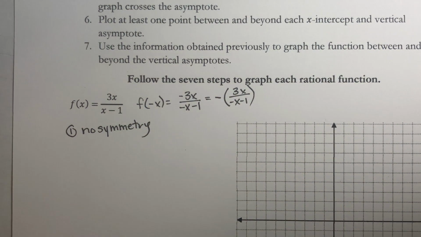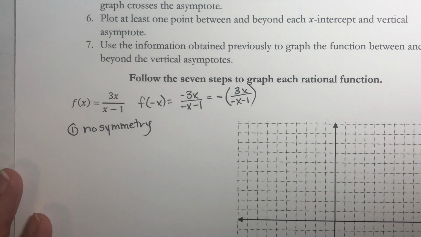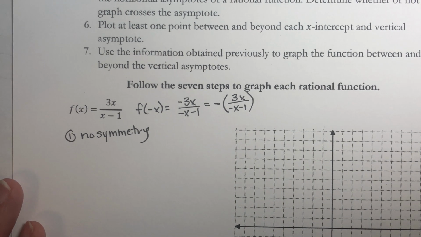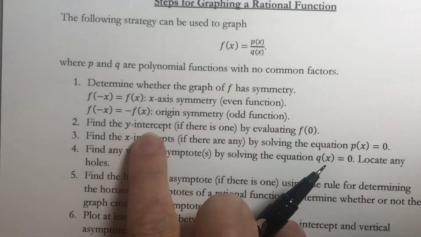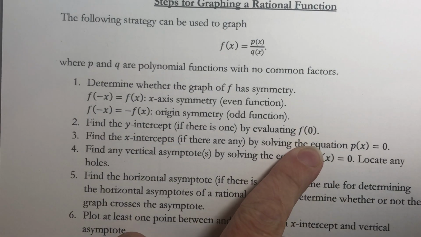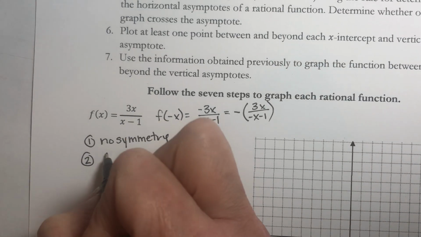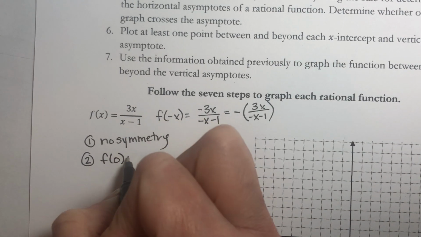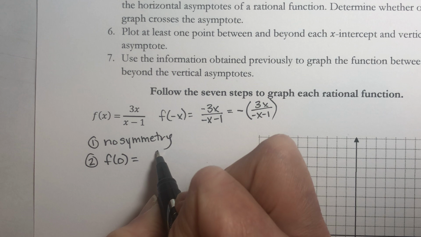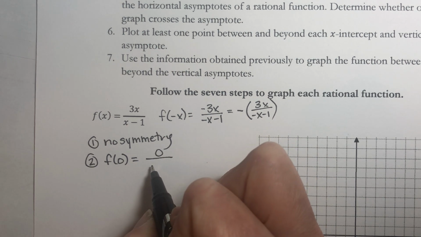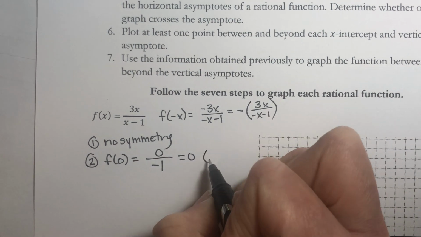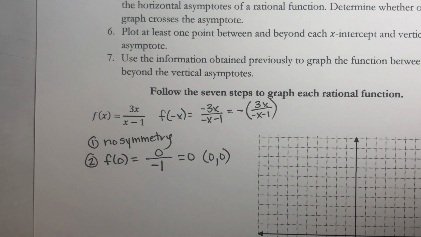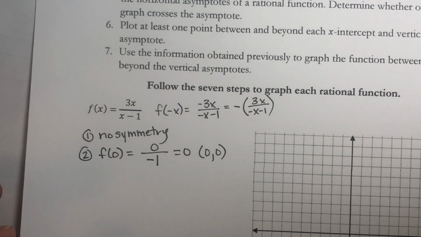It cuts your work in half if you have it, but you don't get it that often. It really doesn't take long to check, and it can help a whole lot. Okay? Step 2 is to find the y-intercept, if there is one, by finding f of 0. Well, what is f of 0 here? That would be 3 times 0, which is 0, over 0 minus 1, which is negative 1, so it's 0. So my y-intercept is (0, 0), which is good.